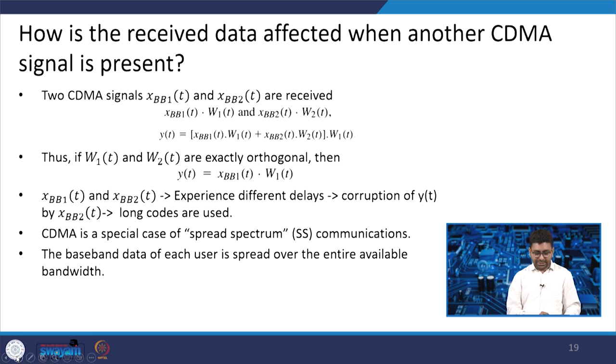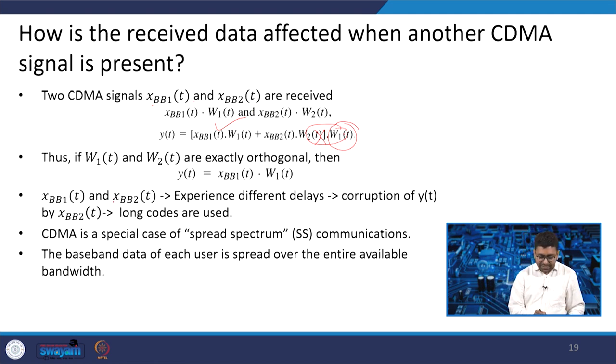Let us say when you try to receive the signal, the two CDMA signals xBB1(t) and xBB2(t) are received. What you get is xBB1(t) multiplied by W1, the code given to one user, and xBB2(t) multiplied by W2, and then y(t) is the addition of these two. But the moment you multiply by W1(t), since W1 and W2 are orthogonal, the second term is cancelled out and you only receive xBB1(t) times W1(t).